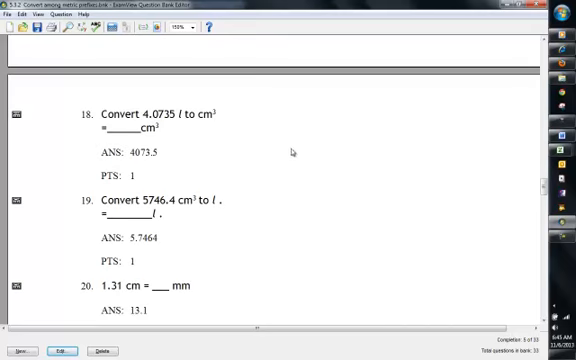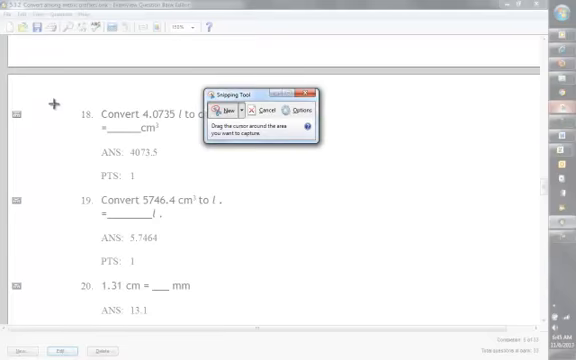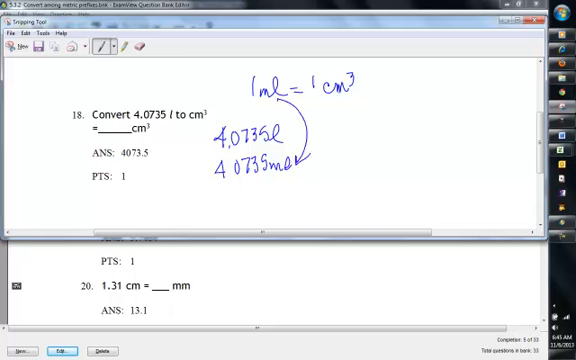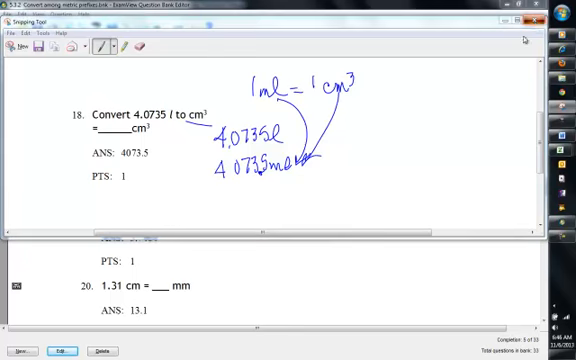All right. Convert liters to centimeters cubed. One thing you need to know is that 1 milliliter is 1 centimeter cubed. So we would just take 4.7035 liters, which is 4,703.5 milliliters, but milliliters reads the same as centimeters cubed, so we would just say 4,703.5 milliliters, or centimeters cubed, excuse me.